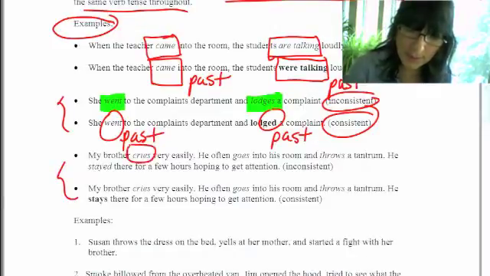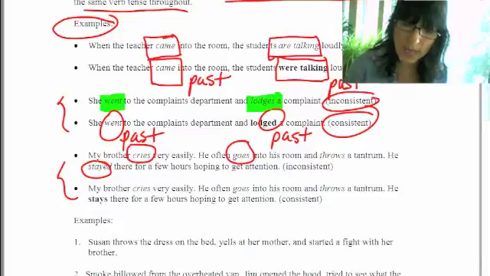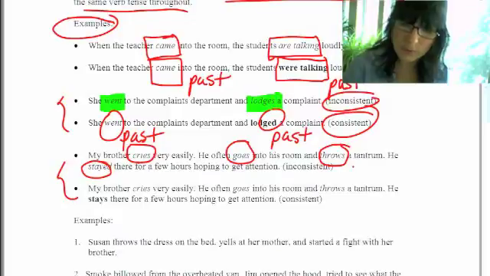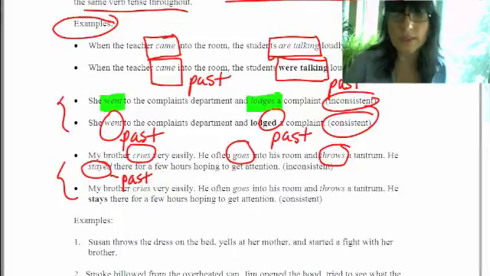Well, let's look. He cries is in the present. He goes is in the present. He stayed in the past there for a few hours hoping to get attention. Oh, and here's another present, throws. So my brother cries easily, he goes into his room, he throws a tantrum. So all of these are in the present. But now this one is in the past. He stayed there for a few hours hoping to get attention.